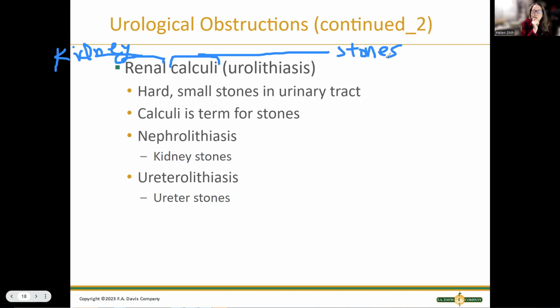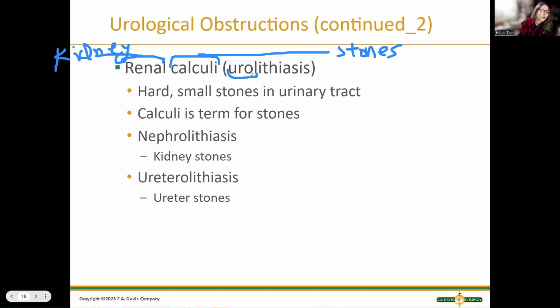Generally, calculi is used just to describe stones, but really it came from the word calcium, which is a lot of times the basis for a lot of these stones. If you ever run a test for kidney stones, the composition is going to be made up of mainly calcium. But if it's made up of other things, then we would just call them stones.